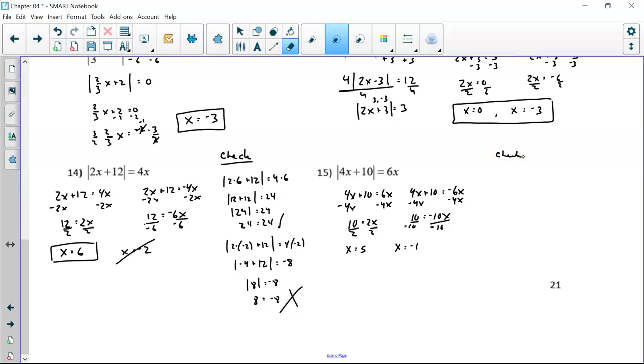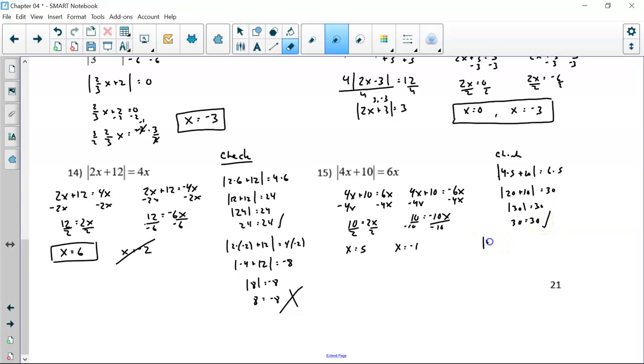When we check for extraneous, we always go back in the original. Absolute value of 4 times 5 plus 10 equals 6 times 5. 4 times 5 is 20 plus 10 equals 30. Absolute value of 30 equals 30. So we get 30 equals 30. That's a valid solution.